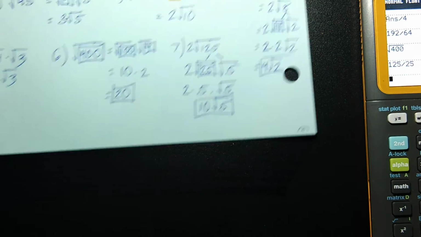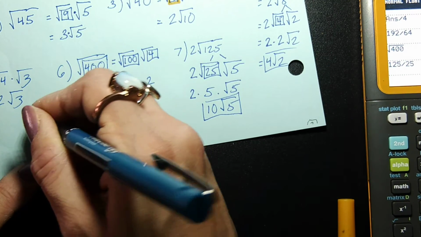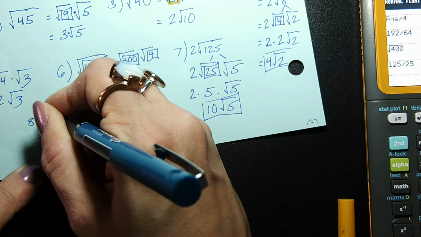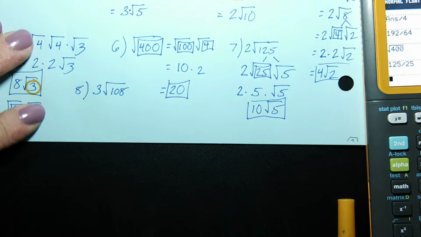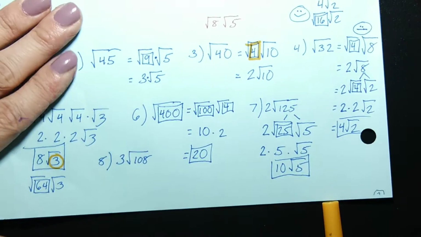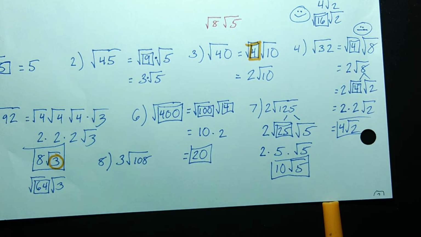I want you to, wherever you have space, do this final problem. 3 square root of 108. See if you can simplify that one. Grab your calculators and try to find the biggest perfect square you can take out, or just keep breaking it down by little perfect squares.